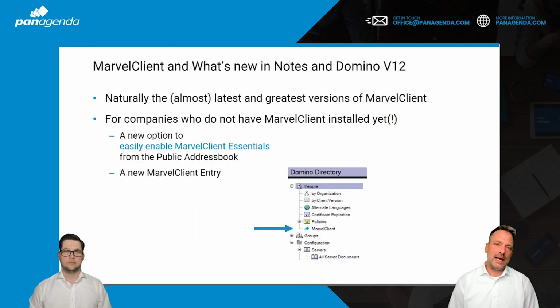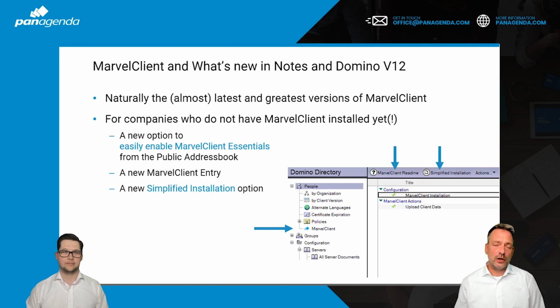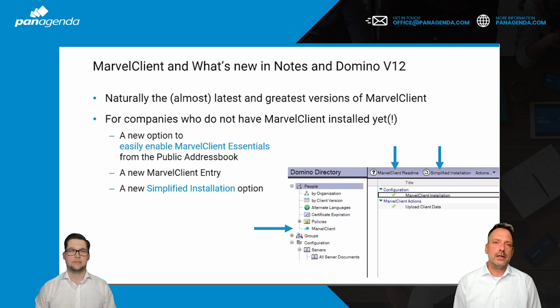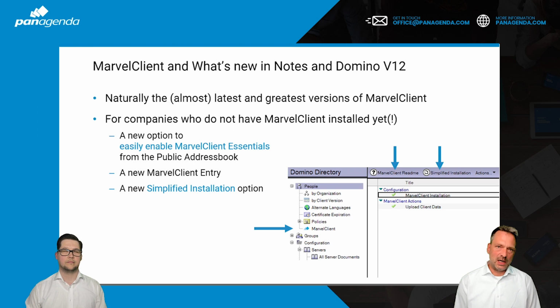Next up, in the public address book is a new MarvelClient entry in the Navigator. In the People section, you'll see a new entry called MarvelClient. When you click on it, you get a new option called Simplified Installation. Again, it's for customers who don't have a MarvelClient config or analyze database yet, and is used for easy entry into MarvelClient to collect first data from your HCL Nomad mobile clients, as well as from all of your rich clients if you enable MarvelClient Essentials. There's more to it, but we won't cover it in today's session.